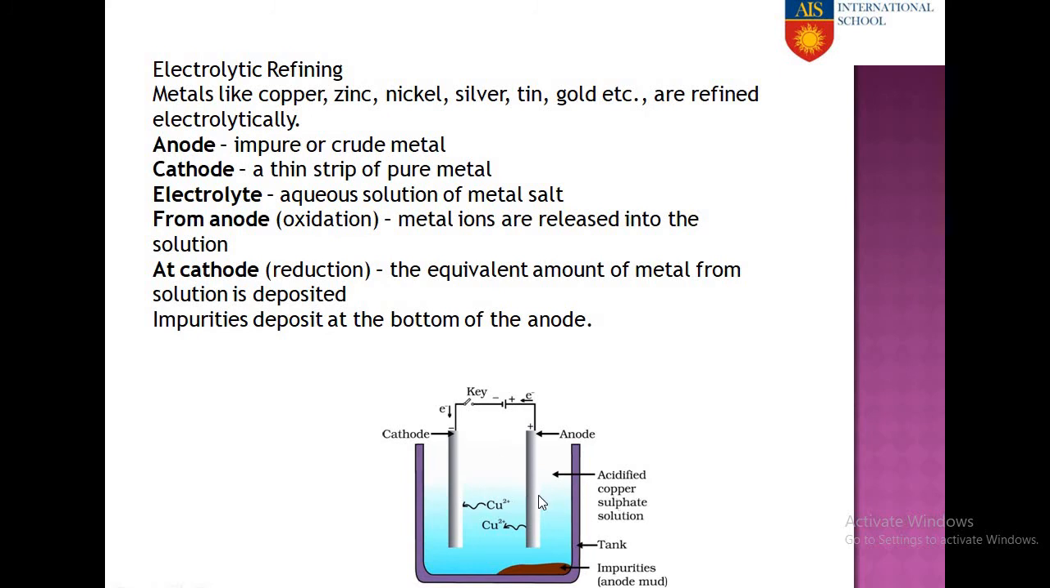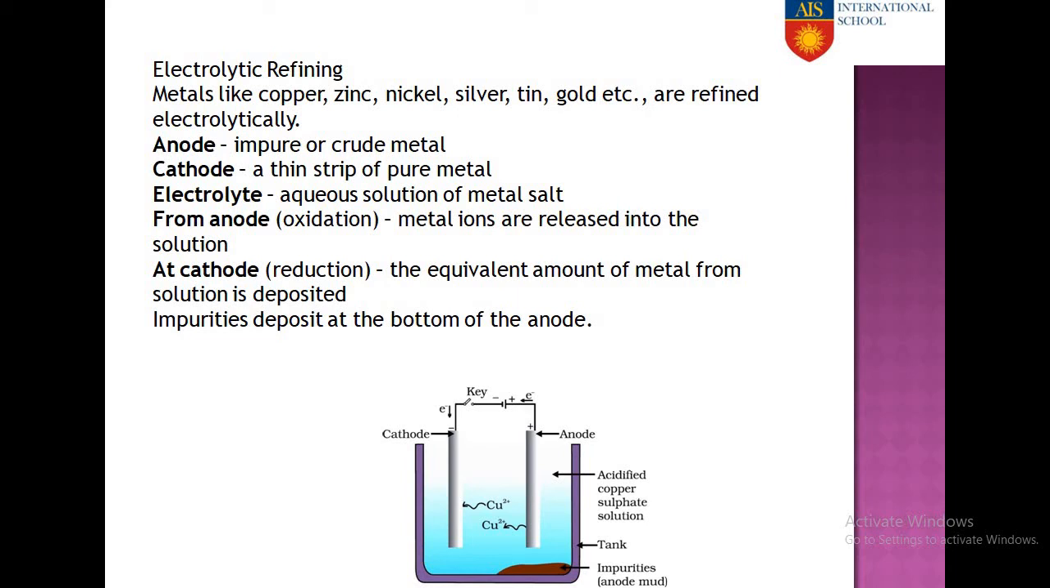Let us take that we are refining copper. So in the cathode we have taken a pure metal, that is copper metal, a thin strip of pure metal, on which copper is getting deposited. In the anode it is an impure or crude metal. In the solution it is acidified copper sulfate solution, so it will break into Cu2+ and SO4 2-.